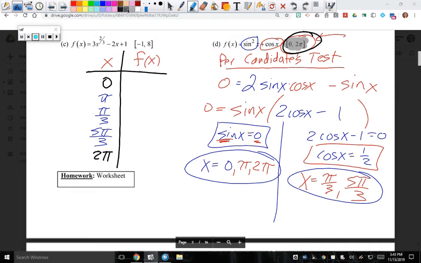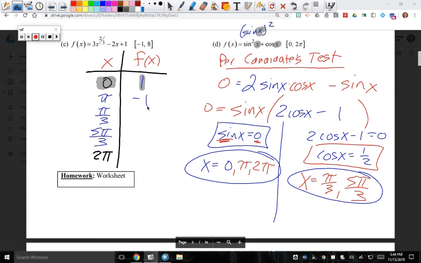So now we got to be good, we got to be fast. This is why we practiced with our 4-minute drills in pre-cal. Remember, this is sine of x, quantity squared, plus cosine of x. What's the sine of 0? 0. Squared, 0. What's the cosine of 0? 1. So 0 plus 1 is 1. Let's plug in our next candidate, pi. What's sine of pi? 0, squared, 0. What's cosine of pi? Negative 1.